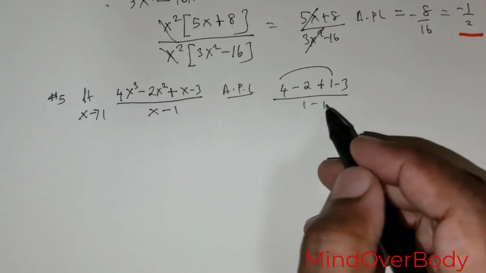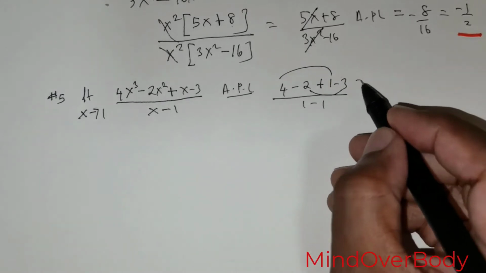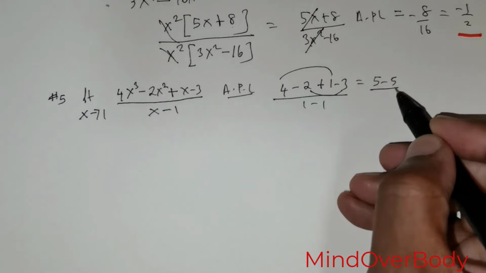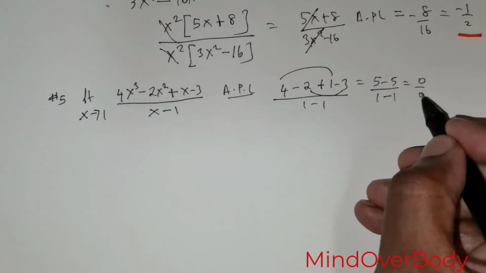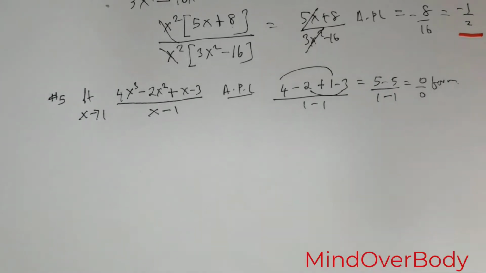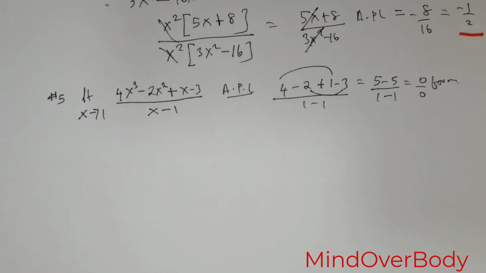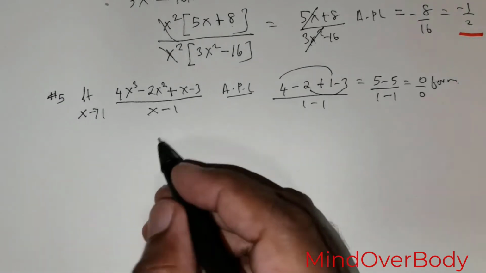4 added with 1 will give me 5. Already there's a 5 there, so this is going to be 5 negative 5 divided by 1 negative 1, which is 0 divided by 0 form. So we need to get out of this form, and that is possible only by factorization.